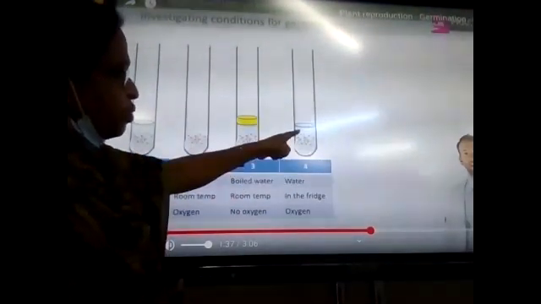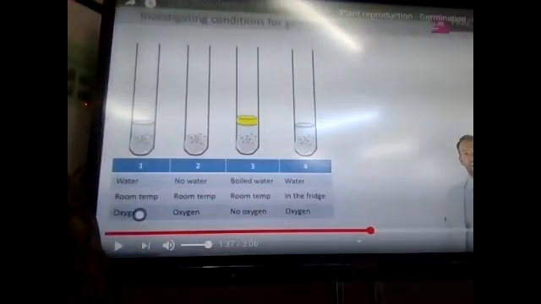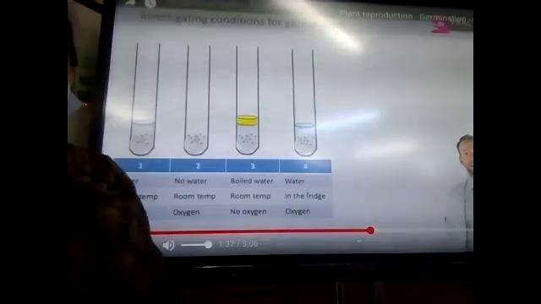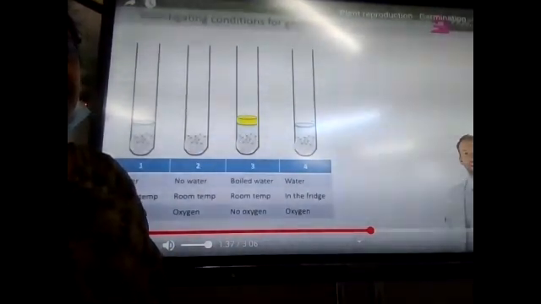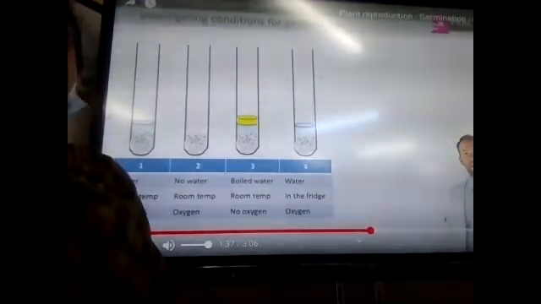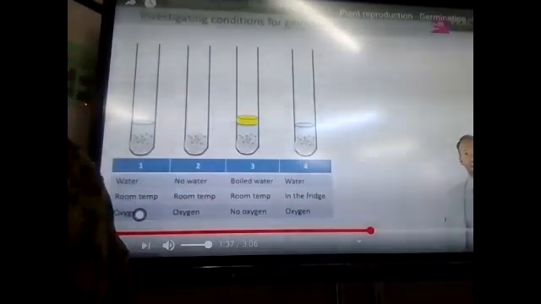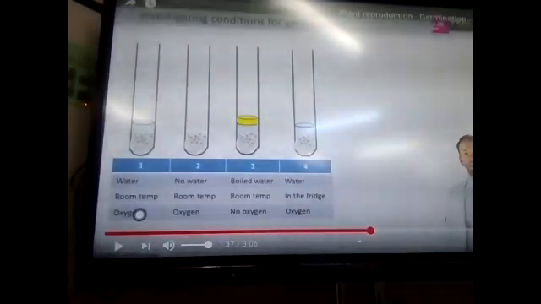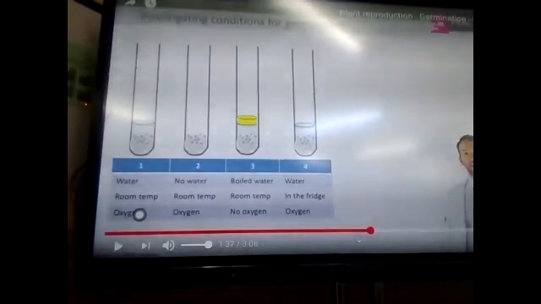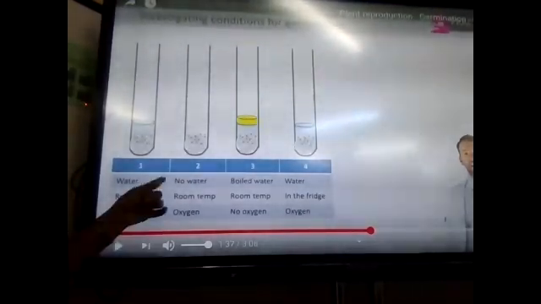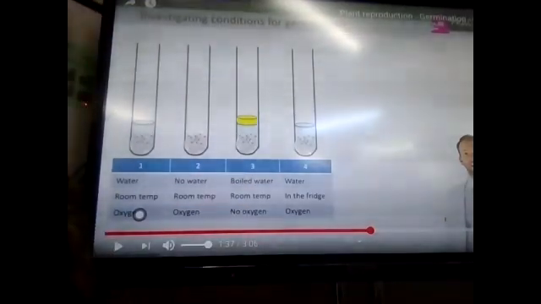The fourth one is water is there, oxygen is there, and then where is it kept? In the fridge. That means which condition is not given? The warm temperature. Warm temperature is not favorable. So out of them, which will grow? Number one. The first one will grow because it is getting all the favorable conditions. Second one, no water. Third one, no oxygen. Fourth one, no warmth.